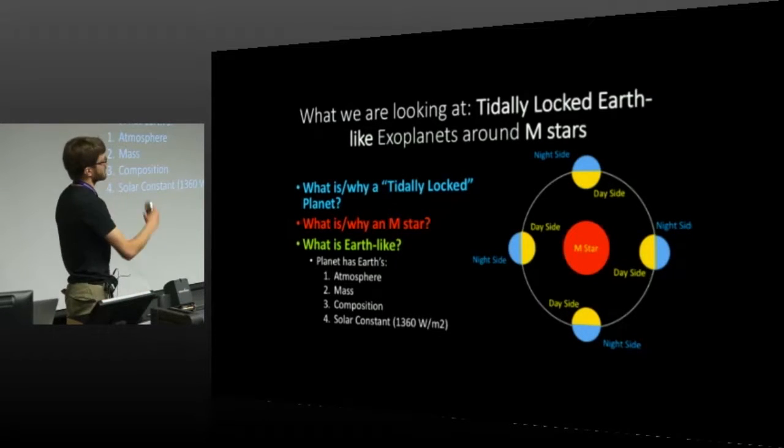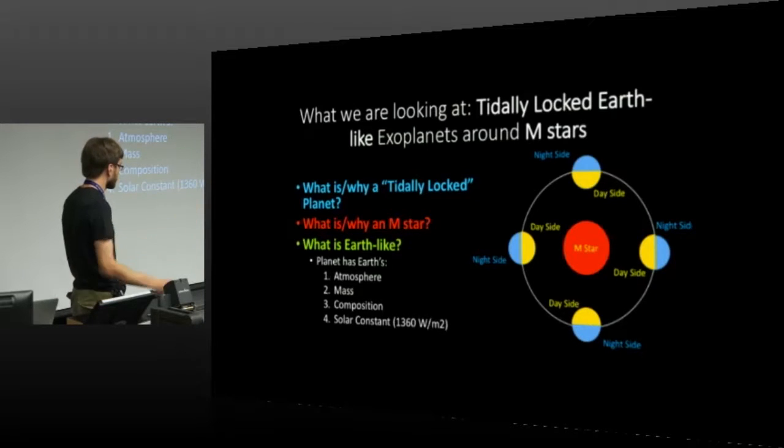Secondly, an M-star. For the non-astronomers in the room, an M-star is a main sequence star that's the most common star in our galaxy. It's slightly cooler than our sun, and because it's highly abundant, we need to know how this sort of star, its radiation, and the planets that orbit it might affect the habitability of these planets.